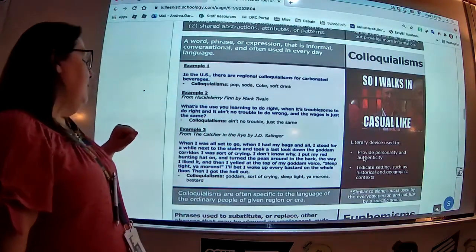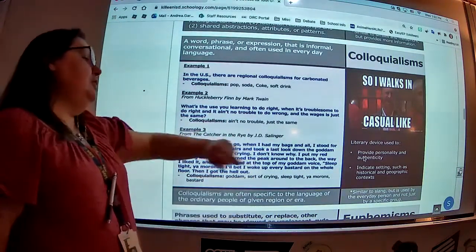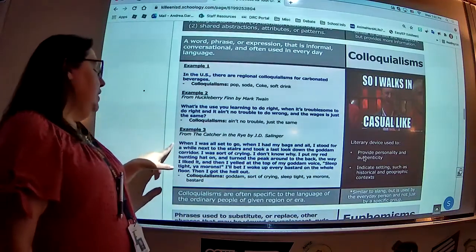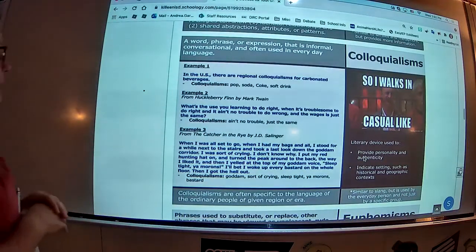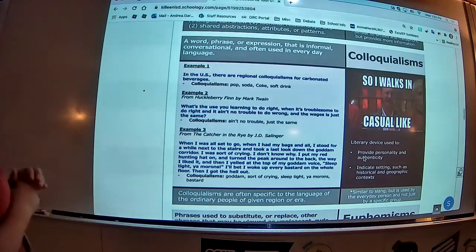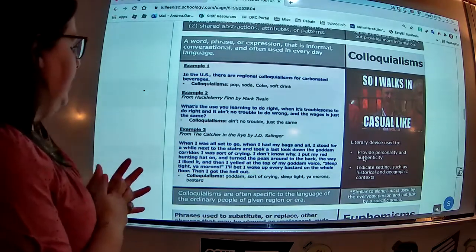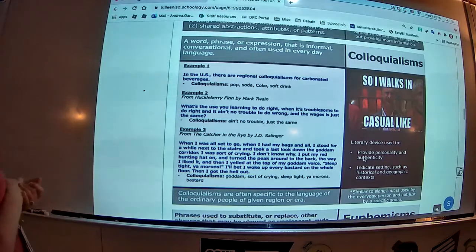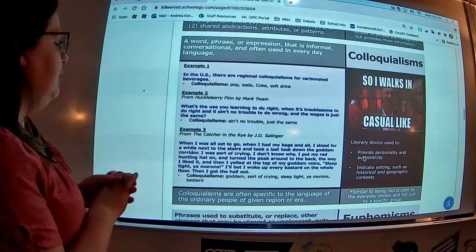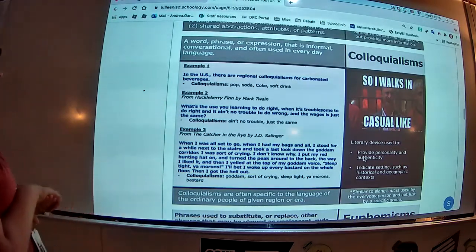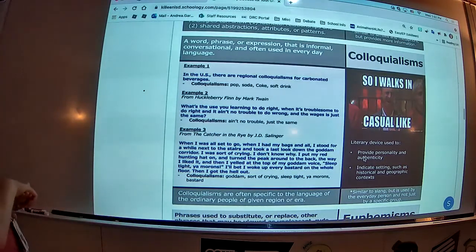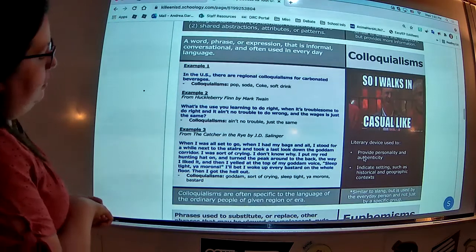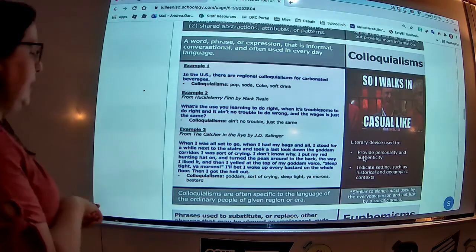Then we have Catcher in the Rye. Salinger is another well-known author. He says, "When I was all set to go, when I had my bags and all, I stood for a while next to the stairs and took the last look down that goddamn corridor. I was sort of crying. I don't know why. I put the red hunting hat on and turned the peak around to the back, the way I liked it. And then I yelled at the top of my goddamn voice, 'Sleep tight, you morons.' I'll bet I woke up every bastard on the whole floor. And then I got the hell out."